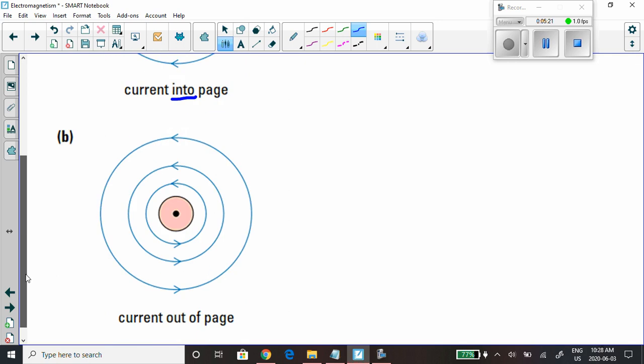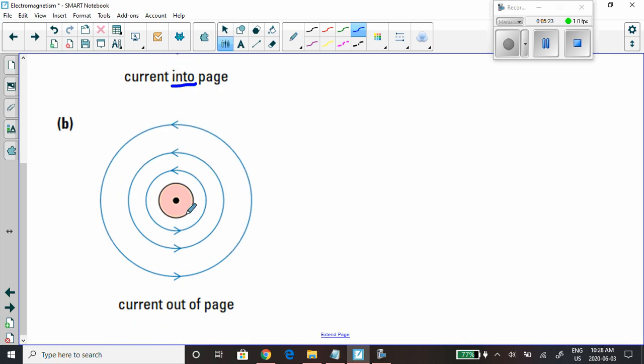Next, if you see this symbol right here, this is telling you there's a wire that's going in and out of the page, out of the screen. You're looking at the wire head on. But now there's a dot here. That dot is telling you that the current is coming out of the page, out of the computer screen. So you have to align your thumb to point out of the page, out of the computer screen.